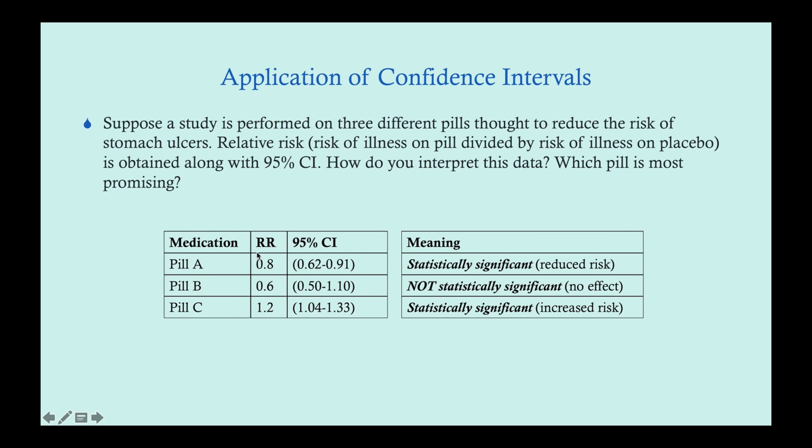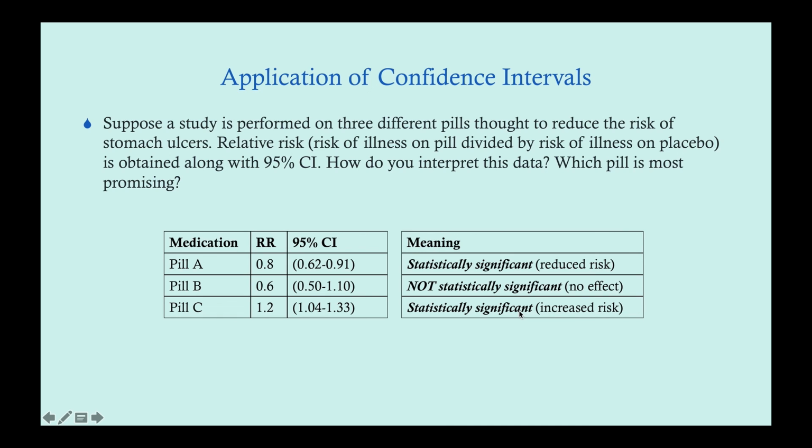And then pill C, we see a relative risk of 1.2, which would mean that it increases the risk. But we've got to look at the confidence interval, and we can see that the confidence interval does not include 1. So 1.04 to 1.33, that is statistically significant, and that's an increased risk.